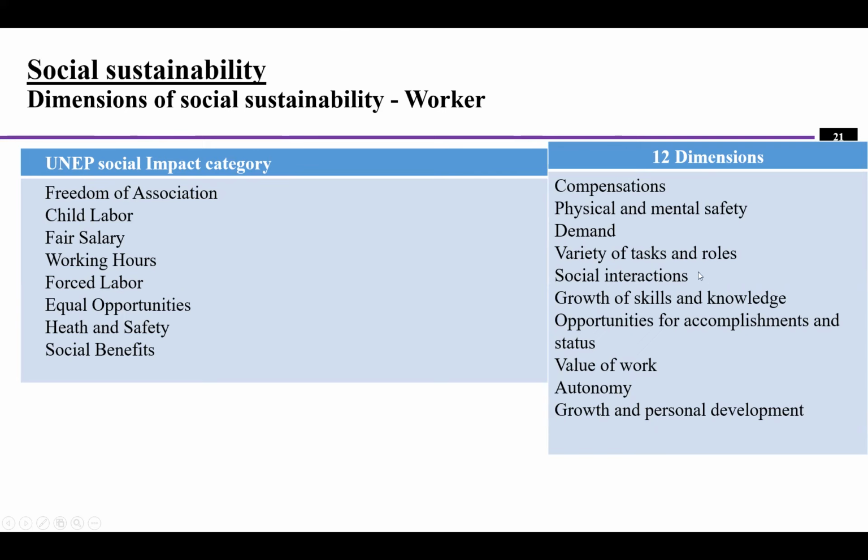And a few years ago, our colleague and I developed 12 dimensions for the worker on the manufacturing shop floor, corporate social responsibility as well. And these are 12 dimensions to evaluate how the company actually treats their workers, or develops their workers' well-being. So these are 12 dimensions like compensation, physical and mental safety and demand, variety of tasks and roles, social interactions, and all of those, autonomy and growth and personal development.